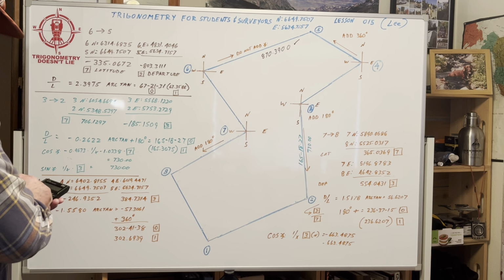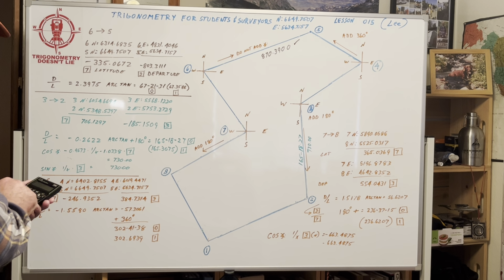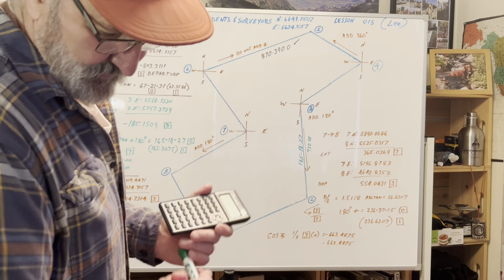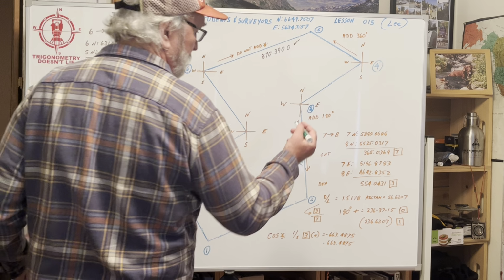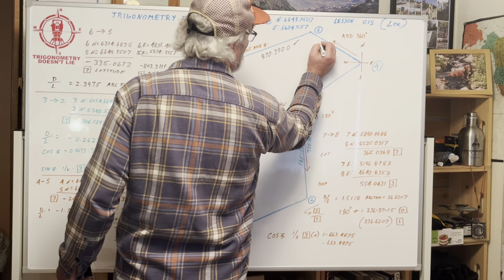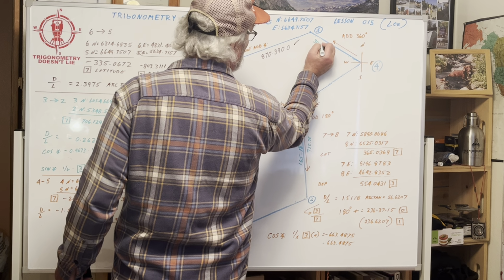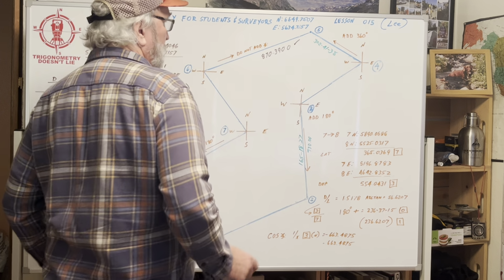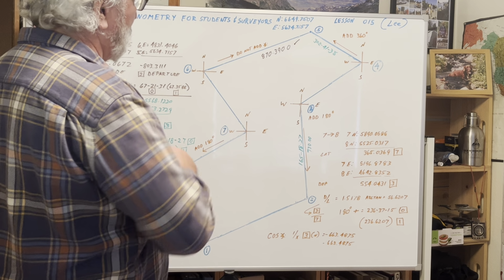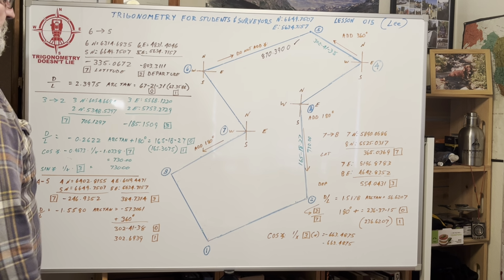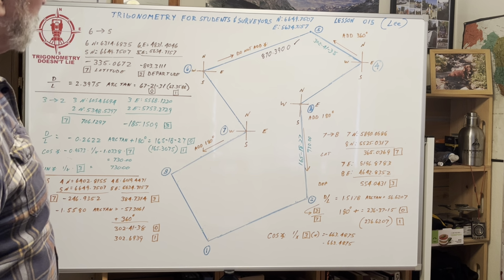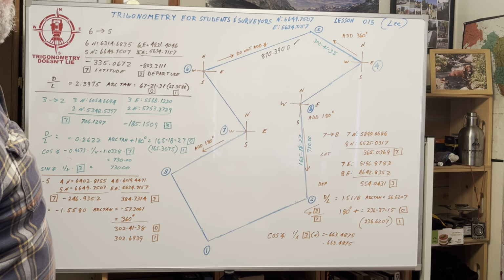302.4138. Let me just store this as 1. I'll convert it now. 302.4138. That's right. And that's your azimuth. And if you want to know what that was from in bearing, you just subtract that from 360, then you'd have your northwest bearing of whatever that would be. Okay, so there's that.